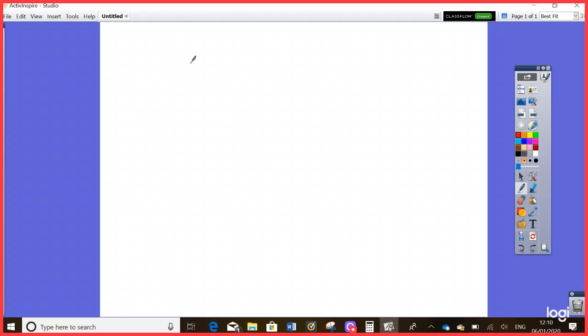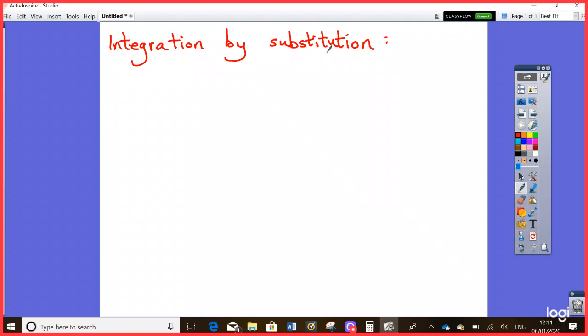Okay, right, so this is integration by substitution. So in your notes, can you write integration by substitution? Pause me if you spotted anything, or if you have any questions.